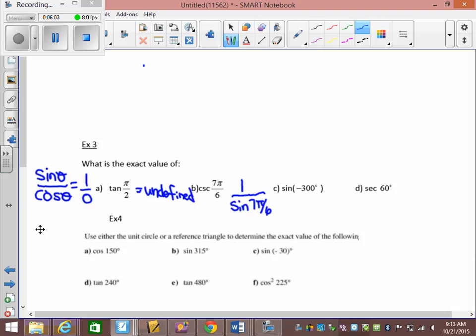So sine of 7 pi over 6 is what? Off your unit circle, negative a half. So then cosecant would be negative 2. Because this is technically 1 over negative a half, which is the same as 1 times negative 2 over 1. So it's negative 2.